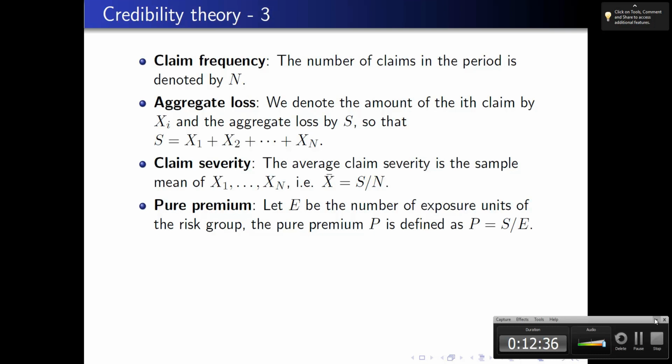And pure premium is aggregate loss divided by number of exposure units. So very simple. Number of claims N, sum of claims is the aggregate loss, claim severity is the average, and pure premium is aggregate loss divided by expected number of exposure units. These are four definitions.